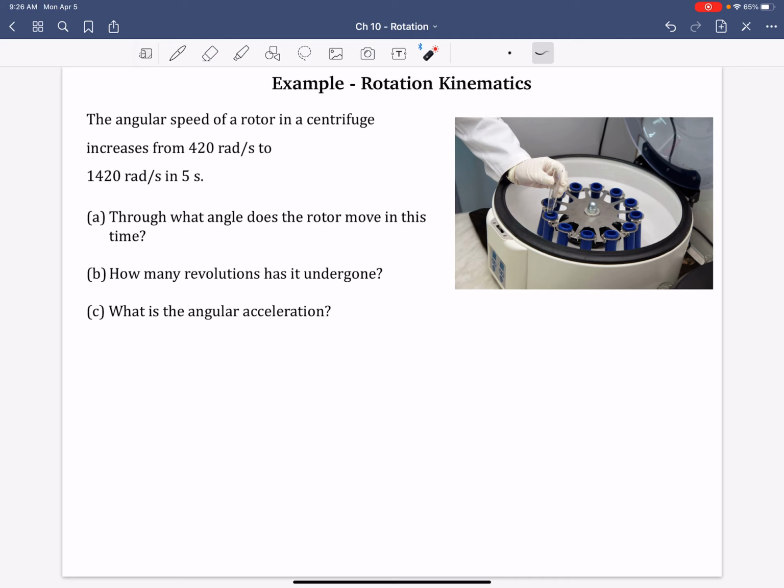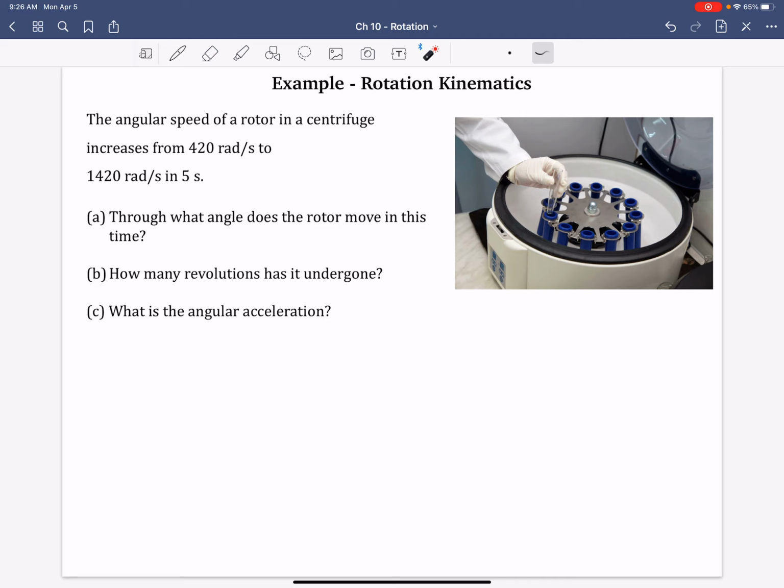rotor spins, these vials will start to swing upwards, right? And so this spins very, very quickly around and around and around. So the faster they spin, the more these vials go upwards towards horizontal, and that acts to help to separate the different types of materials in the vials.